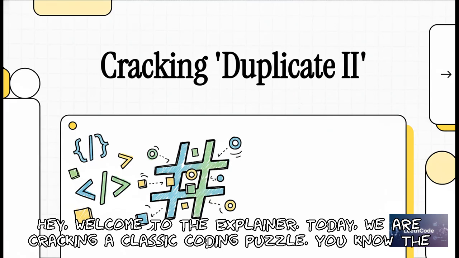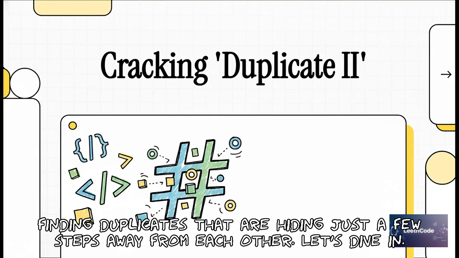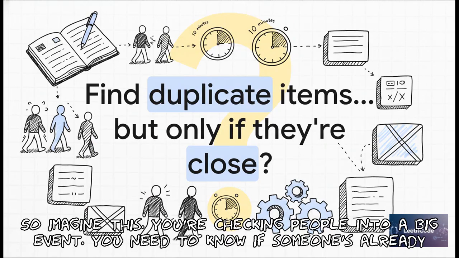Today, we are cracking a classic coding puzzle. You know the kind. It seems simple on the surface, but has a really clever solution. We're talking about finding duplicates that are hiding just a few steps away from each other. Let's dive in. So imagine this.